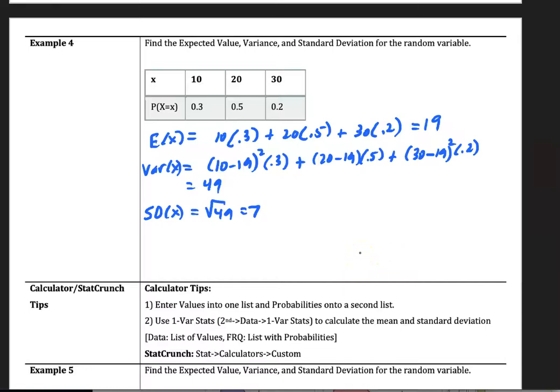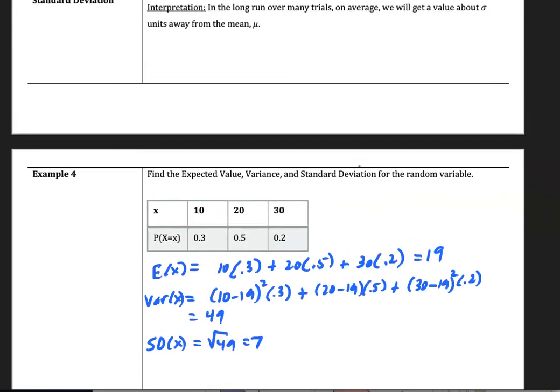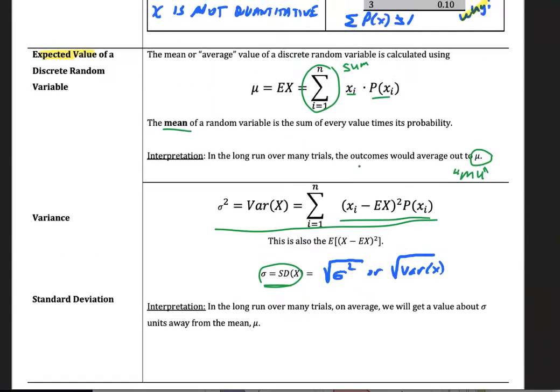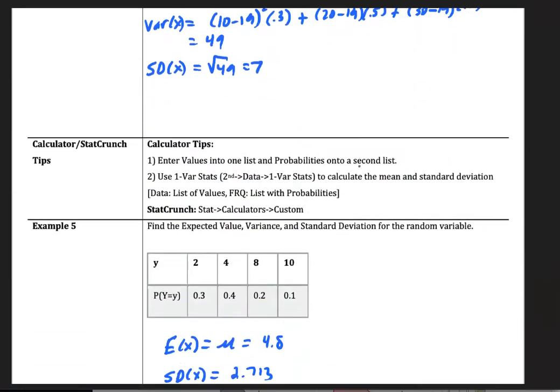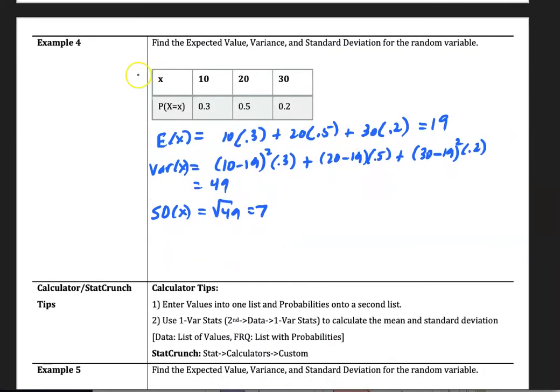And so let's go ahead and take a look at an example of expected value, variance, and standard deviation. A simple example has no context, right? These are just numbers, and we're going to use these formulas to calculate those values for us. So here's a distribution: your x values, a random variable, and your probabilities of that value occurring. Again, there's no context here.